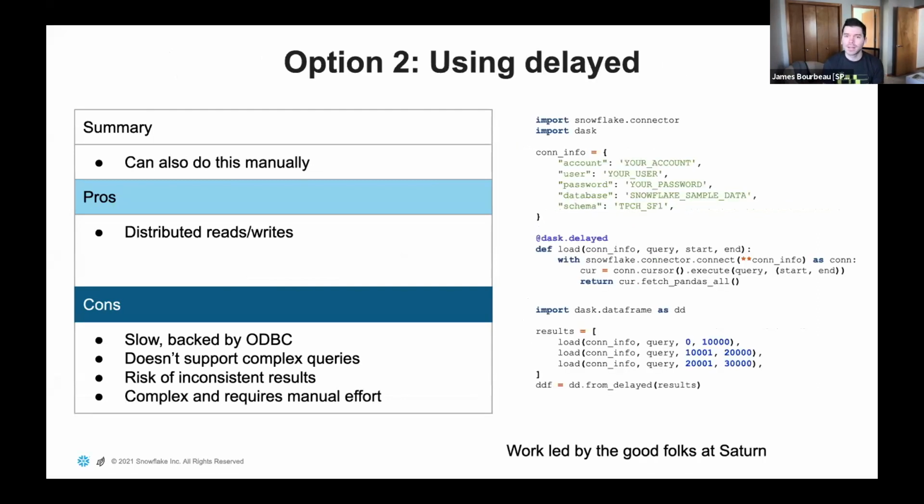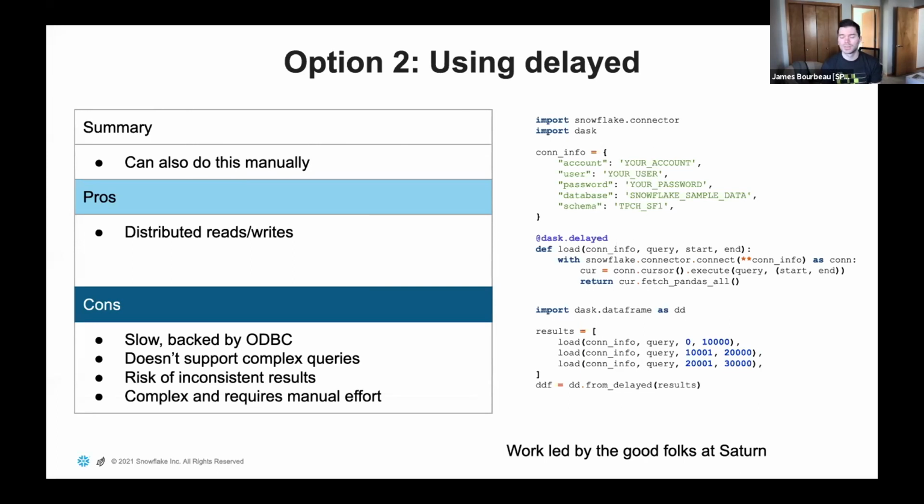The next option is using Dask's delayed interface. The good folks at Saturn Cloud have put out some documentation around how to go about this approach as well. This is great in that it supports reads and writes, and it's relatively straightforward to read. You're just writing some load function, which you run in parallel. This is doing a more explicit version of what's going on inside Dask's read SQL table.